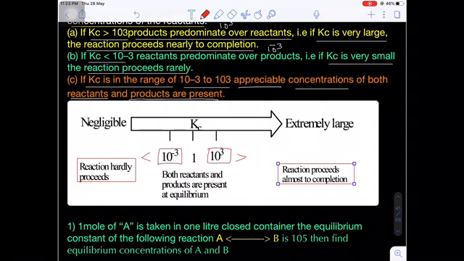Are you getting my point? Here the Kc value is less than 10 to the power minus 3, and here greater than 10 to the power 3. If the Kc value lies in between these two, then reactants and products both are present at equilibrium. Are you getting my point?